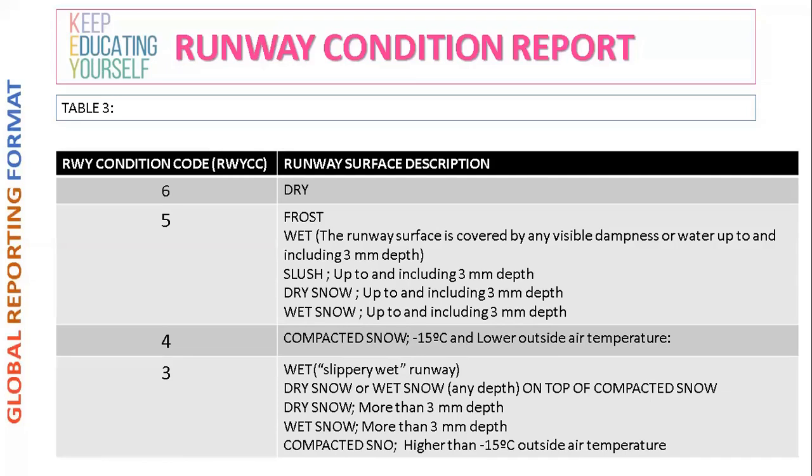Then here again dry snow is given, wet snow is given. If you see runway condition code 5, there also they have shown it. But here the change is the depth of contaminants is more than 3 mm. So if dry snow and wet snow are there, you just see the depth also. If it is more than 3 mm, you give runway condition code 3. Then compacted snow, and here we will give value 3 because in 4 the temperature was minus 15 degrees and lower, but here the outside temperature is higher than minus 15 degrees centigrade. So it means minus 14, minus 13, minus 12, like this.